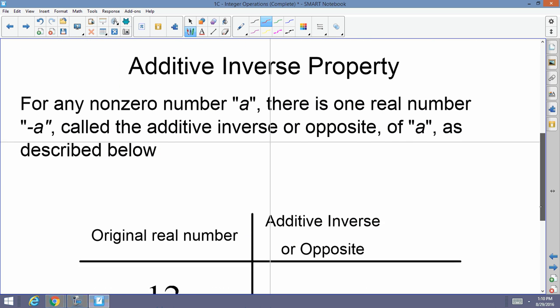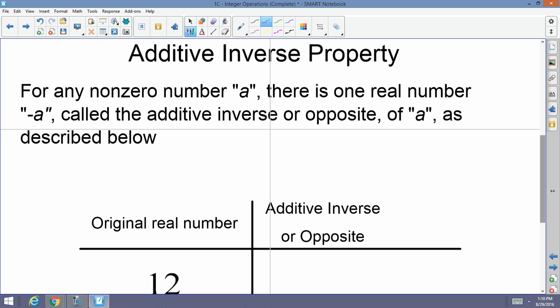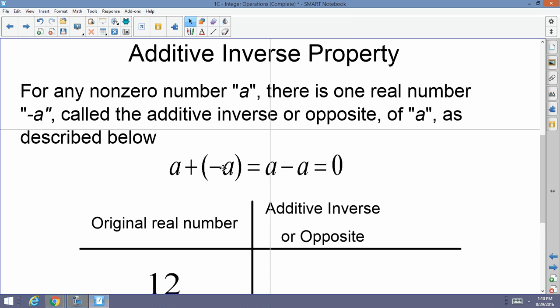Now, there's a very important property that a lot of people just brush over, but I want to take a few minutes and really hopefully help you understand this. For any non-zero number A, there is one real number, negative A, called the additive inverse or opposite of that original A, as described below. This is called the additive inverse property, okay?